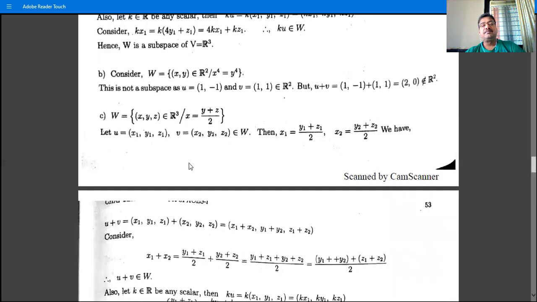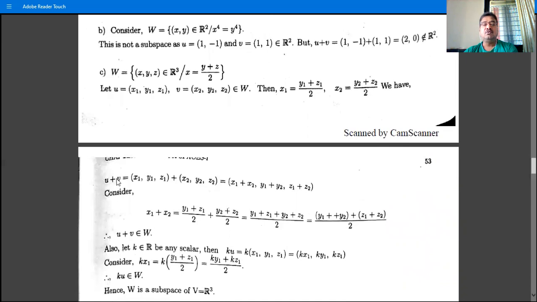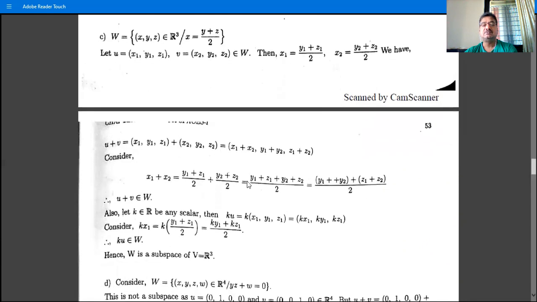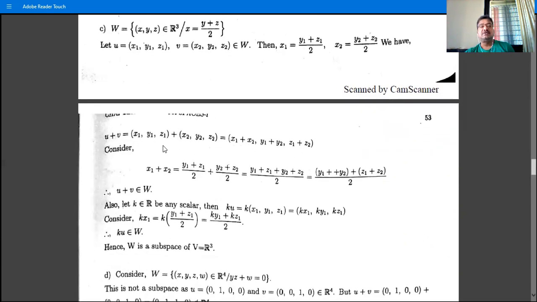We can show this after simplification, or directly we take two elements from W, suppose (x1, y1, z1) as u and (x2, y2, z2) as v, or u bar and v bar, be elements of W. Obviously, these two elements satisfy this condition, that is, x1 is equal to (y1 plus z1) by 2, and x2 is equal to (y2 plus z2) by 2. Now we have u plus v is equal to (x1, y1, z1) plus (x2, y2, z2), which is (x1 plus x2, y1 plus y2, z1 plus z2), usual addition. Now we have to show this is an element of W.